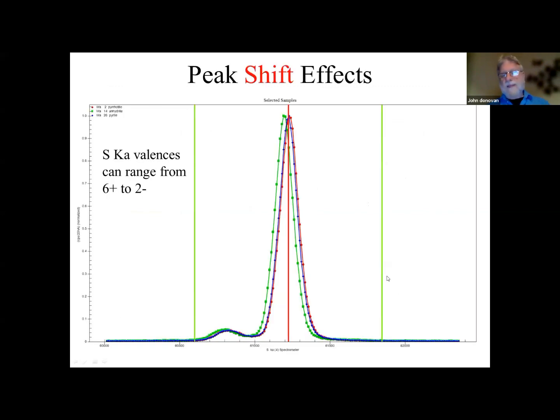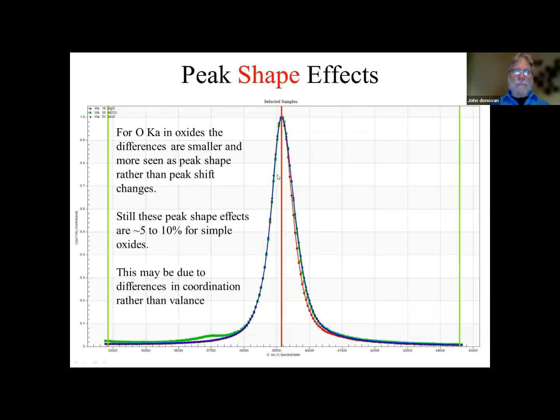So the peak shift effects are another of the problems that we can have, and this was already shown by Aurélien, I think, about sulfur K alpha in different minerals, which can actually show quite a significant shift. Fortunately, these shifts are pure shift. There's no change in the peak shape. And so as long as you repeak your spectrometer at the correct position, you will get a good analysis. But in the case of an element like oxygen, the peak may have a slight shift, but mostly it's a shape change. And these effects can be on the order of 5 to 10%.